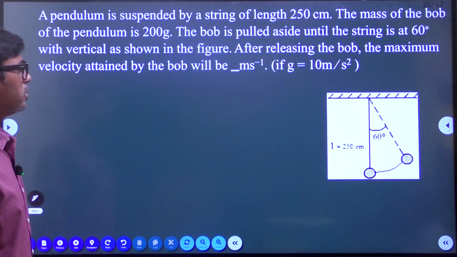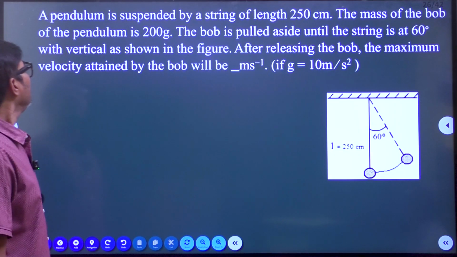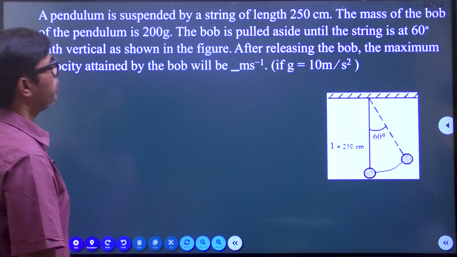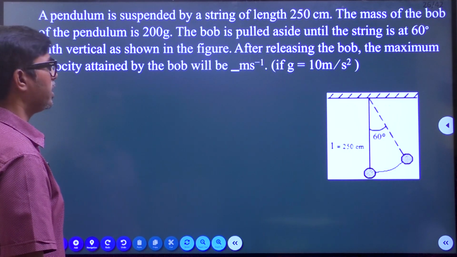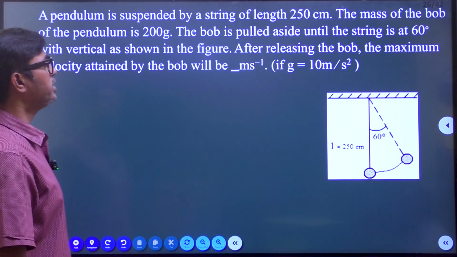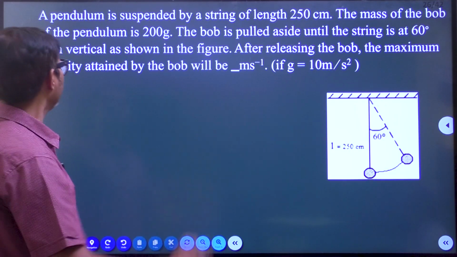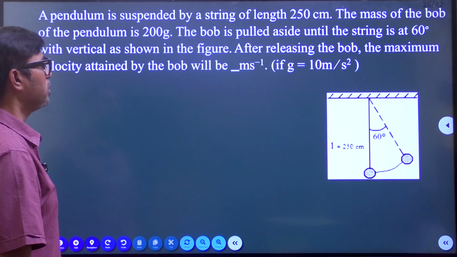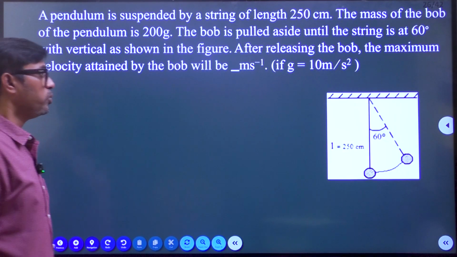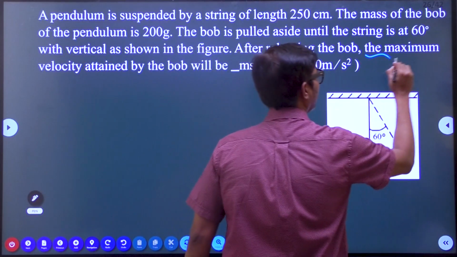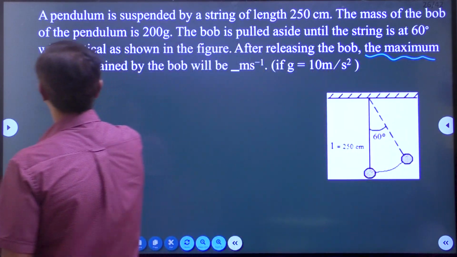Right. Next problem. A pendulum is suspended by a string of length 250 centimeters. Mass of the bob of the pendulum is 200 gram. Bob is pulled aside until the string makes 60 degrees with the vertical as shown in the figure. After releasing the bob, the maximum velocity attained by the bob would be. So we have to calculate the maximum velocity. That is what I need to calculate.